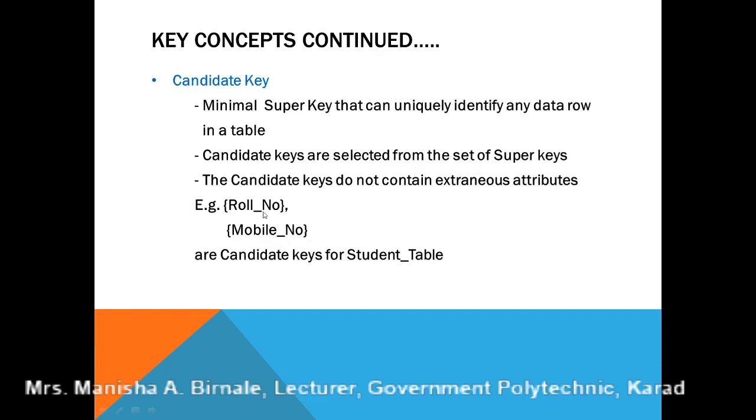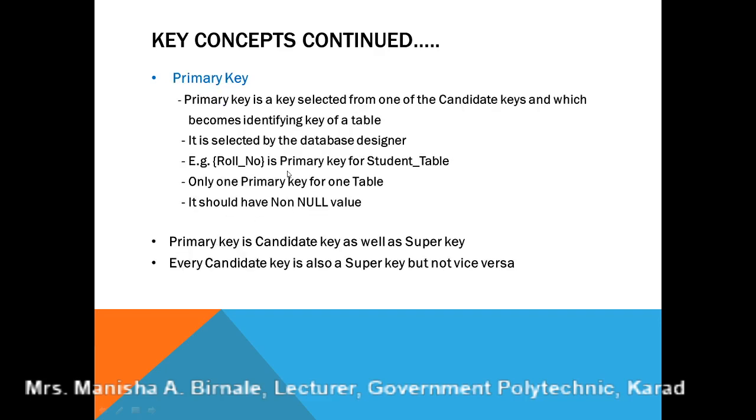So in the previous example, there are two candidate keys. Suppose the database designer has selected roll number as the primary key. So roll number is the primary key for the student table. We have seen that multiple super keys are possible for one table. Similarly, there may be multiple candidate keys for one table. But the primary key is only one, because it is selected by the database designer. It is designated as the primary means for identifying each record in the table uniquely.